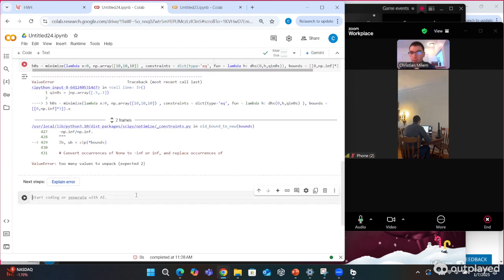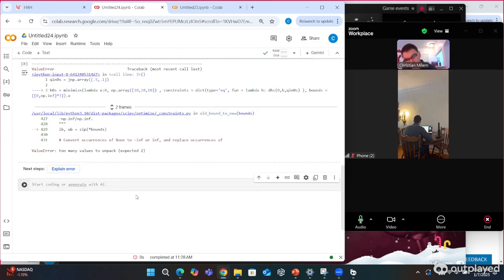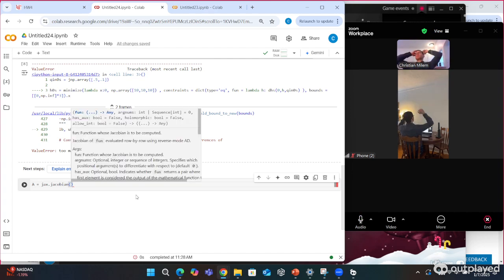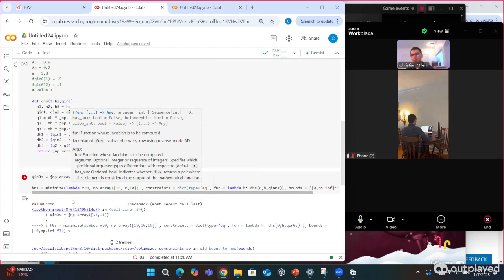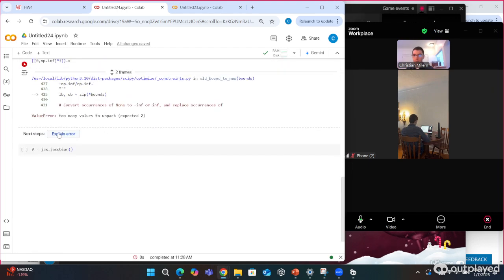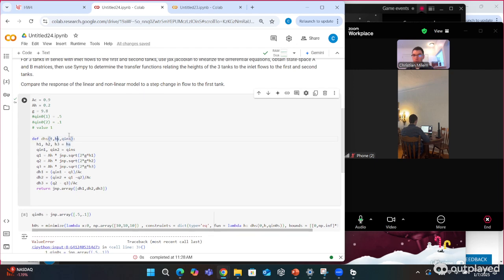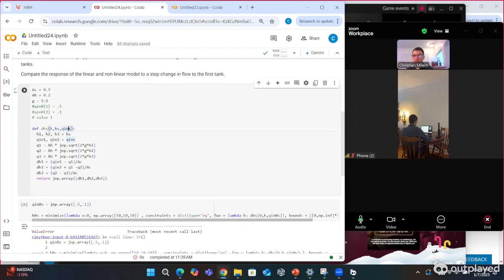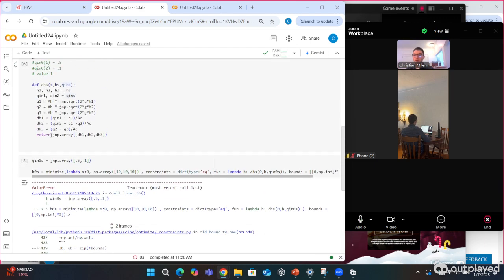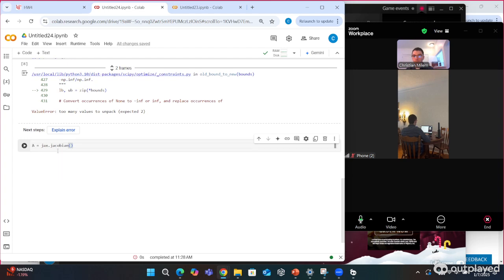We'll move on just a little bit and then we'll come back to this, because I'm sure we're going to mess up on the syntax somewhere else. Now we can start figuring out what our transfer function is. So we're going to need our Jacobian. We need the partial derivatives of our function with respect to height, and then we also need the partial derivatives with respect to qn's, and the Jacobian basically lets us do that, but for matrices.